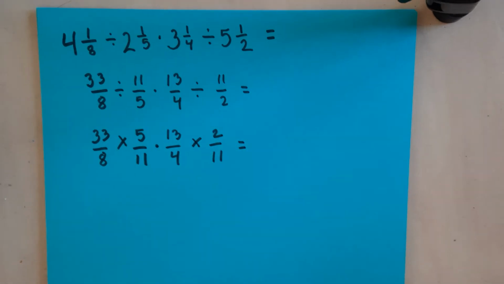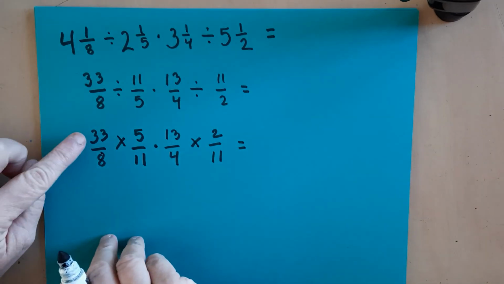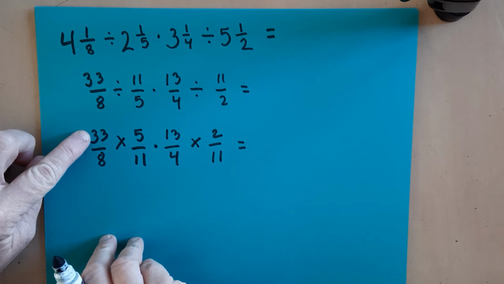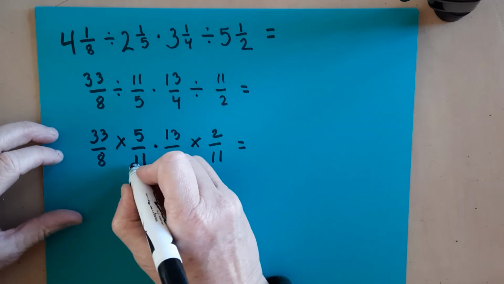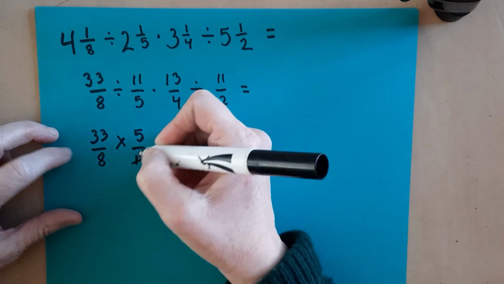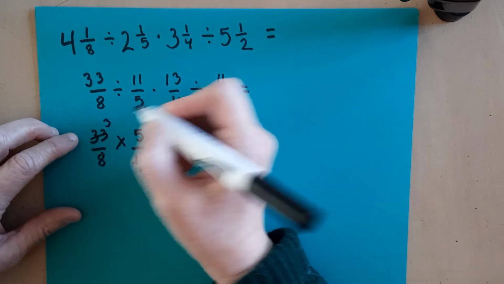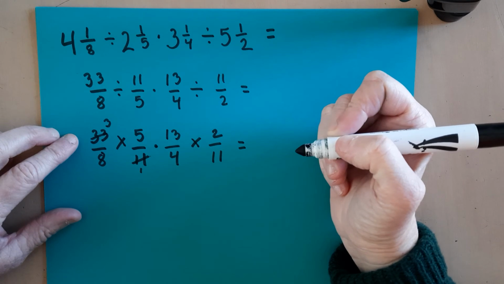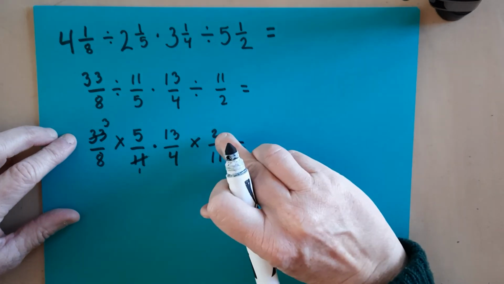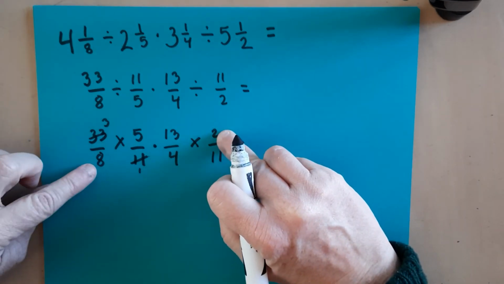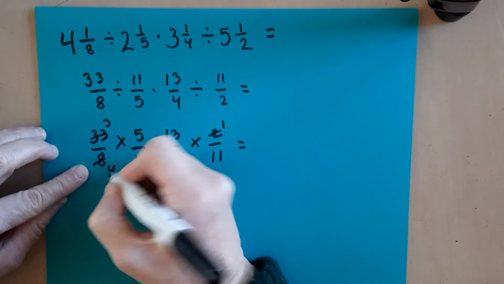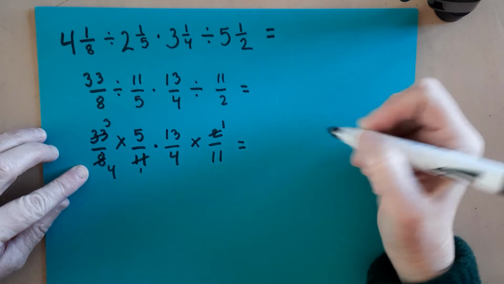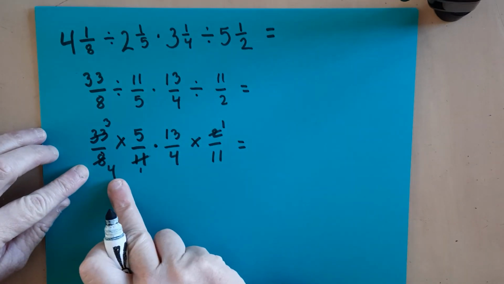Now we're ready to see if we can cancel anything. I see that 33 and 11 both have a common factor of 11. 11 divided by 11 is 1. 33 divided by 11 is 3. What else do we have? We have a 2 right here and an 8 right here. We can divide each of those by 2, which gives us a 1 here and a 4 here.